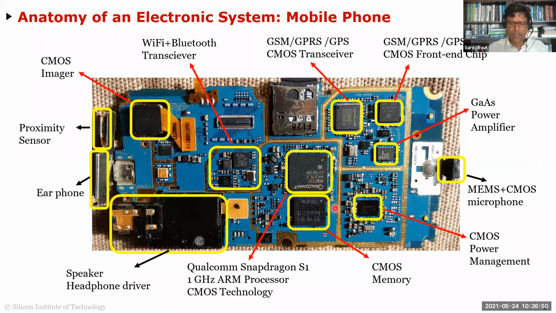So at the heart of the phone is actually a processor. And obviously you have the memory. Right now, people are using 4 gig or 8 gig, probably even 16 gig of memory. So this is also increasing day by day. So that's a chip as well.